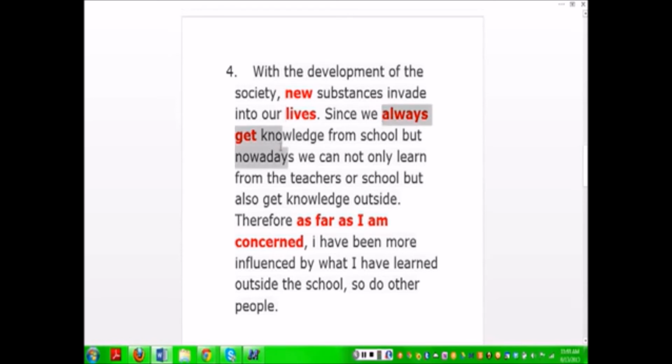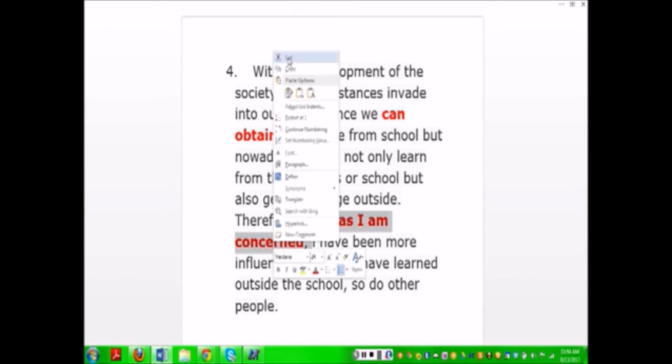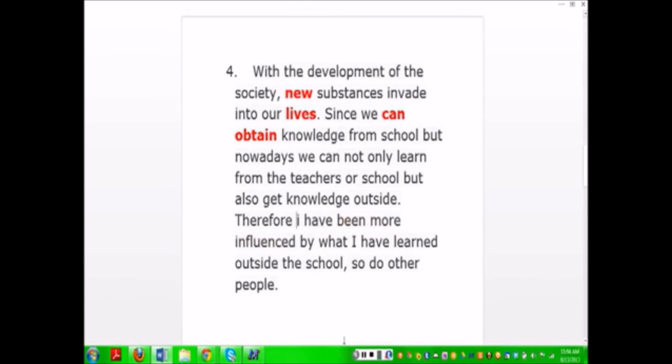And since we always get knowledge from school, I don't like the word get. This isn't really redundant, but I don't like it. So let's say we can obtain knowledge from school. Therefore, as far as I'm concerned, again, everything you write down is what you're concerned with. That's all you're saying. Unless it's somebody else in which you have to attribute it, everything on paper is your concern. So these kinds of expressions are redundant and should be cut.